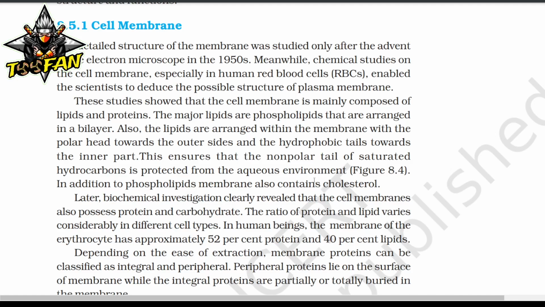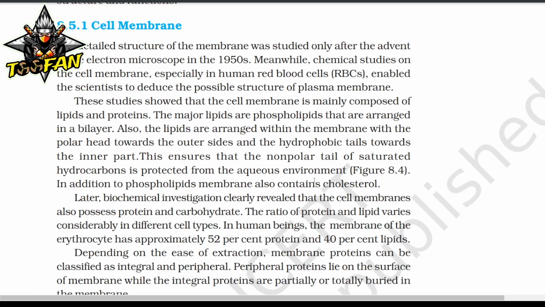Also, the lipids are arranged within the membrane with the polar head towards the outer side and the hydrophobic tails towards the inner part. This ensures that the non-polar tail of saturated hydrocarbons is protected from the aqueous environment. In addition to the phospholipids, the membrane also contains cholesterol. Later biochemical investigation clearly revealed that the cell membranes also possess protein and carbohydrates.